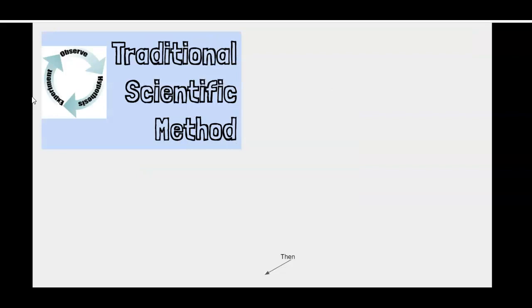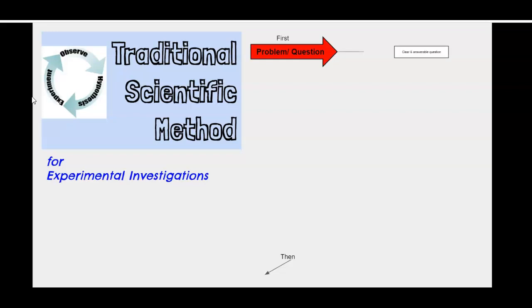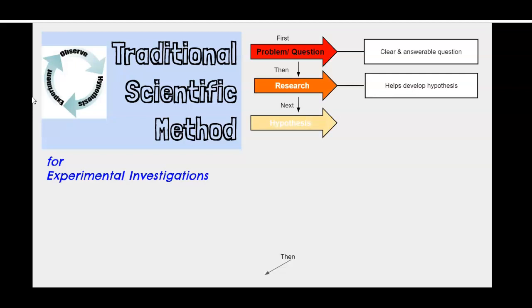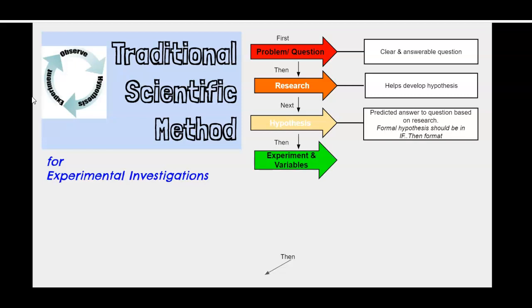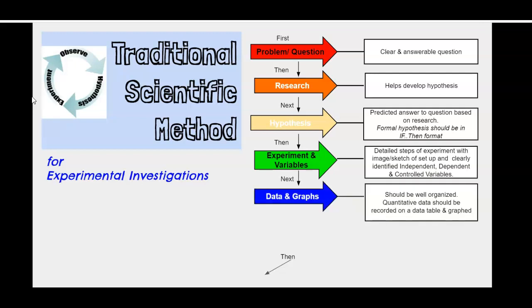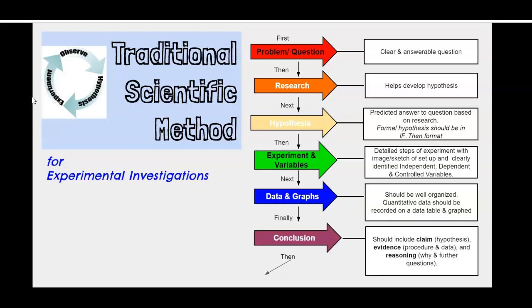Okay, so these are the notes on the traditional scientific method. There's all sorts of ways that scientists investigate, but this is for experimental investigations. This is your classic scientific method. So we start with a problem, we go to research. After we research our problem, we create our hypothesis. And then we determine what our experiment and our variables are going to be. We record our data on a data table and create a graph to summarize our most important data. And then we create a conclusion.